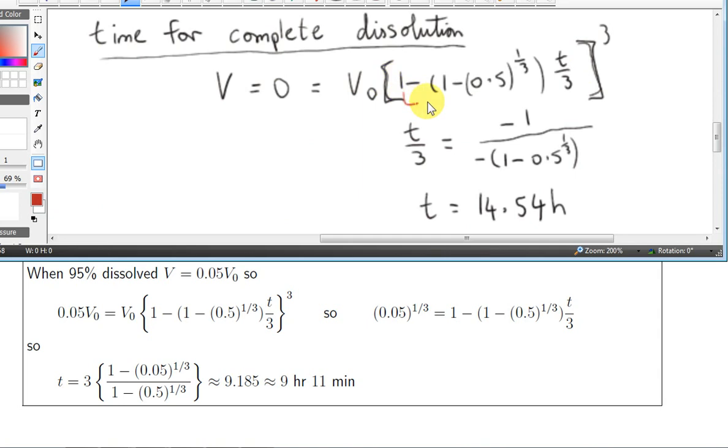So we're just setting all of this here equal to 0, and we subtract 1 from both sides, so we get minus 1 on the right hand side, and then we divide across by 1 minus 0.5 to the power of a third. And if you calculate this and multiply it by 3, you get 14.54.